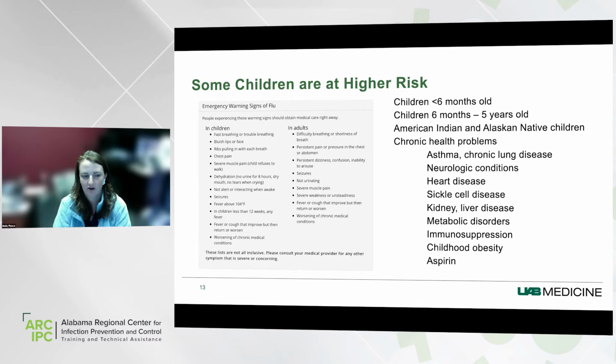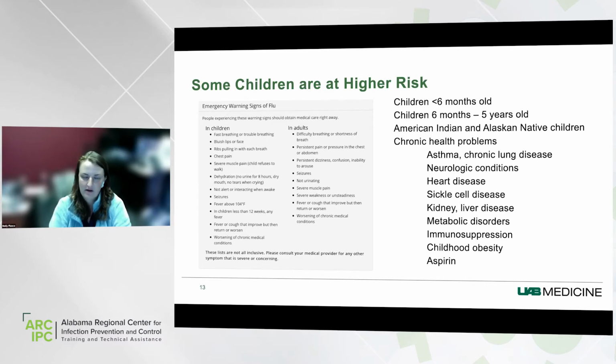The rest of the list talks about more systemic symptoms like fever over 104, any fever in a child less than 12 weeks, worsening of their chronic medical conditions, and then some neurologic complications if they are not as alert or interactive while they are awake, or certainly if they're having seizures related to either a high fever or any brain swelling associated with dehydration and those types of things.